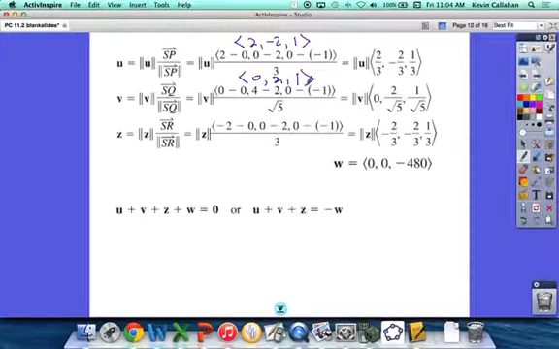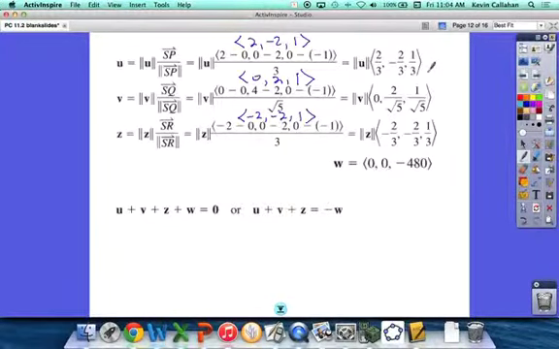Right? The magnitude would be the square root of 0 squared plus 2 squared plus 1 squared, which is the square root of 5. That's where that comes from. And the last one is negative 2, negative 2, and positive 1. The square root of negative 2 squared plus negative 2 squared plus 1 is 3. That's where this comes from.